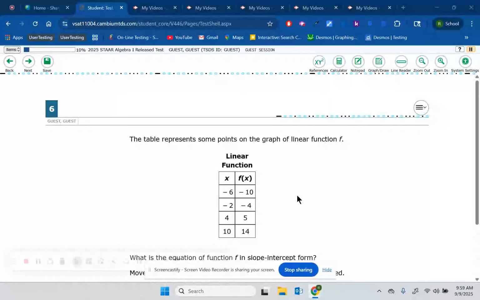All right, now problem number 6. What are we looking for here? I see the word linear function, so that should be giving me some hints already. I got linear functions. I got some coordinates.